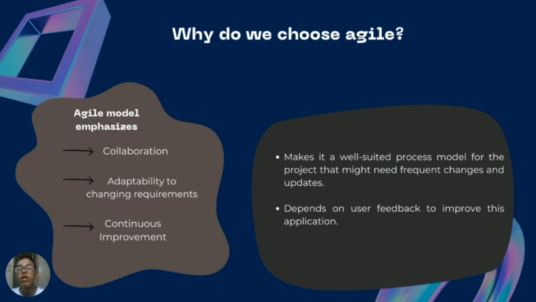And also we are going to use Agile to improve the app continuously. Agile is a well-suited process model for a project that might need frequent changes and updates, like I said before. And also, we are going to need user feedback to improve this app. It's also where Agile helps us a lot.